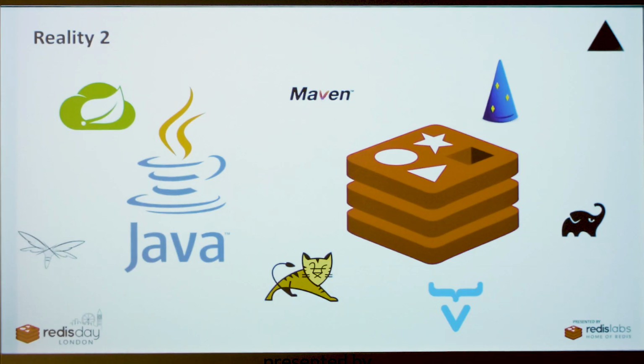Lesson number two, it was interesting for me to come back to Java because it's been a while since I code in Java. I'm mostly Node.js and Go now. And when I came back for this presentation specifically, I realized that I had to go back to all my old tooling. All this stuff around the Java ecosystem.